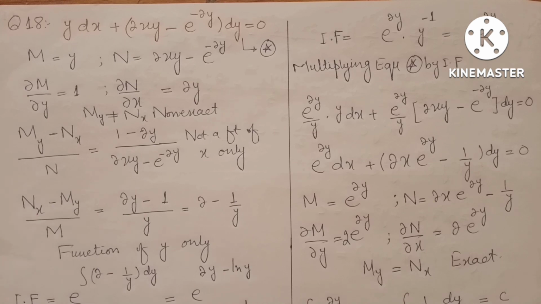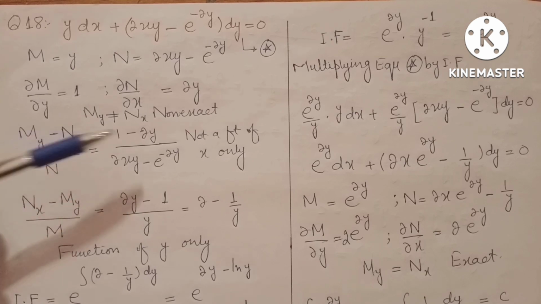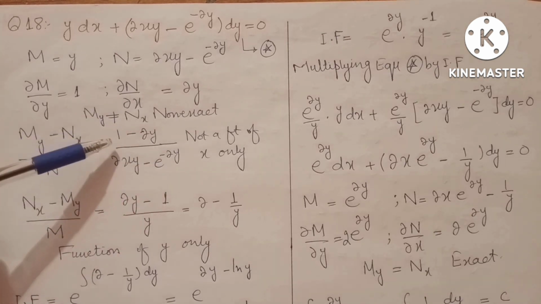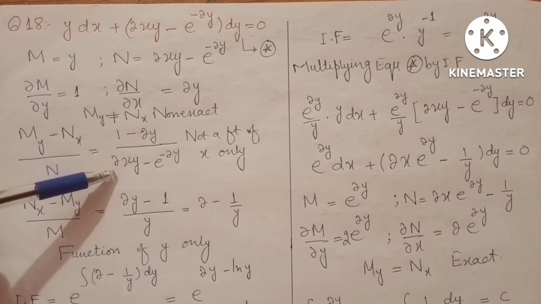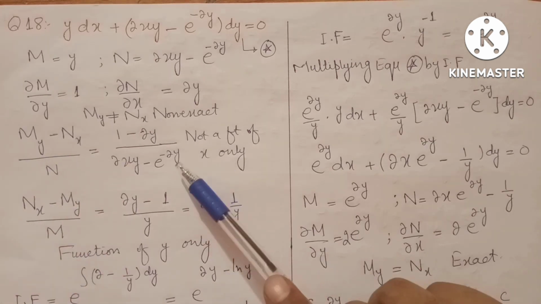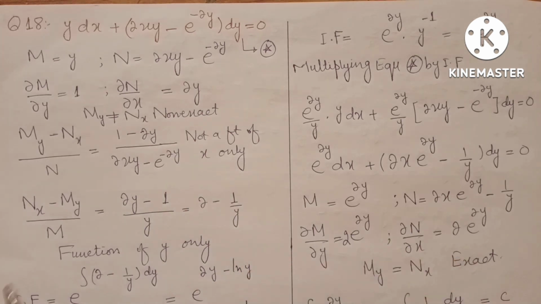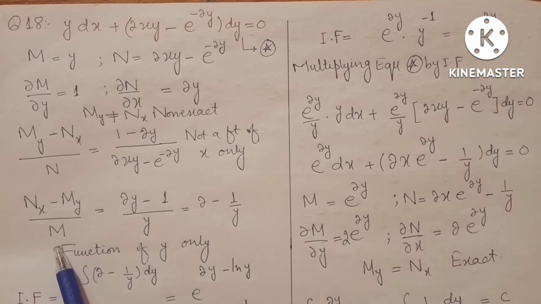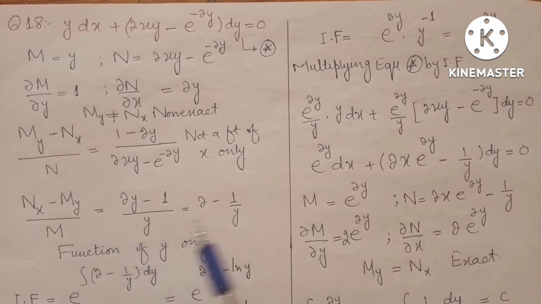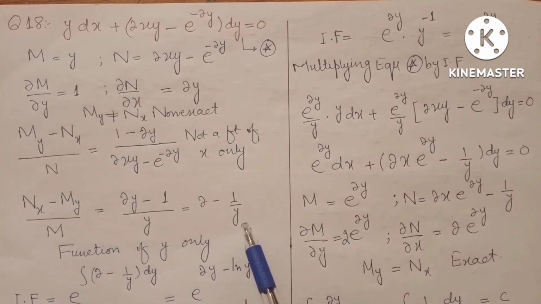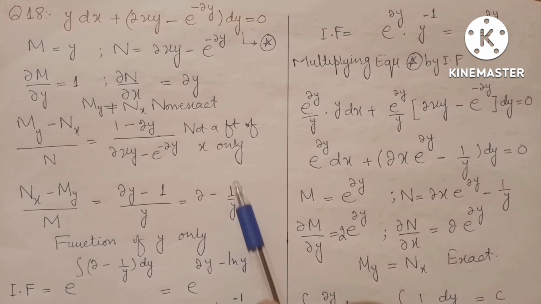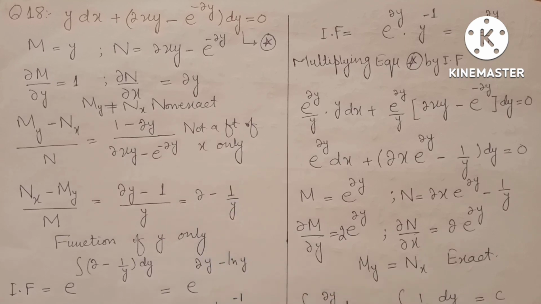We will try to find the integrating factor, (∂M/∂y − ∂N/∂x) divided by N. After putting the values, we get this result, which is (1 − 2y) divided by (2xy − e raised to power −2y). As you can see, it is not a function of x only, because y appears here. So we will find (∂N/∂x − ∂M/∂y) divided by M. After putting the values, we get the result 2 − 1/y. No x appears, so it is only a function of y.